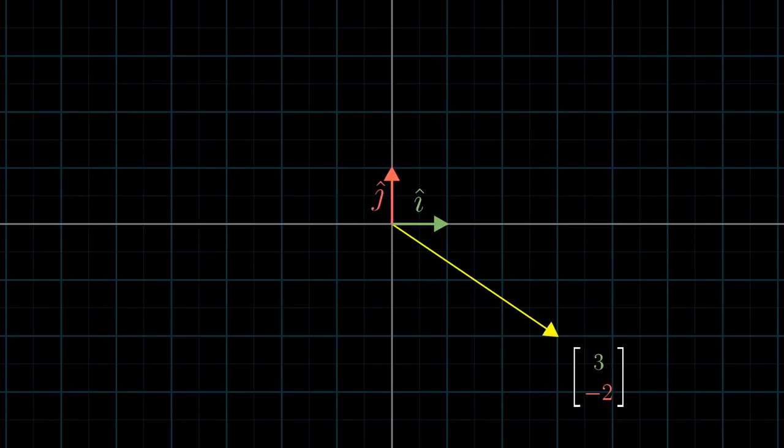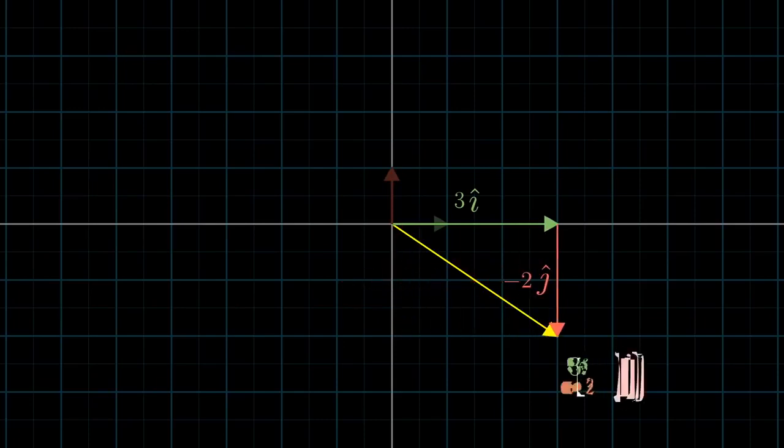Now, think of the x-coordinate of our vector as a scalar that scales i hat, stretching it by a factor of 3. And the y-coordinate as a scalar that scales j hat, flipping it and stretching it by a factor of 2. In this sense, the vector that these coordinates describe is the sum of two scaled vectors. That's a surprisingly important concept, this idea of adding together two scaled vectors.